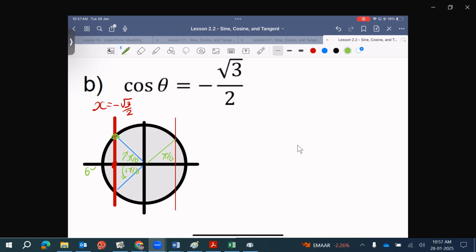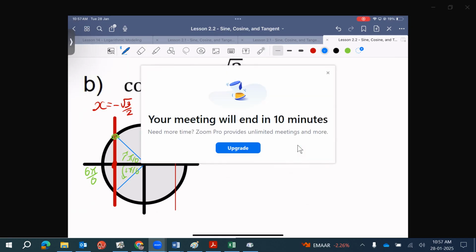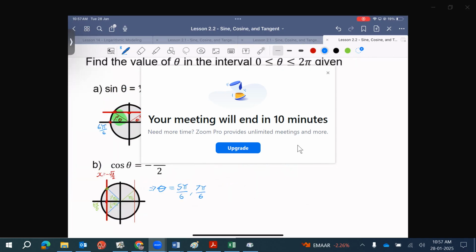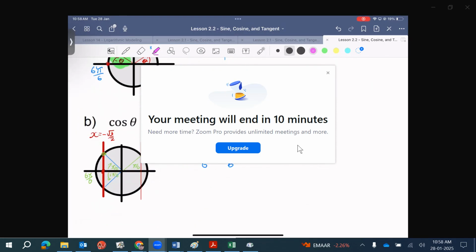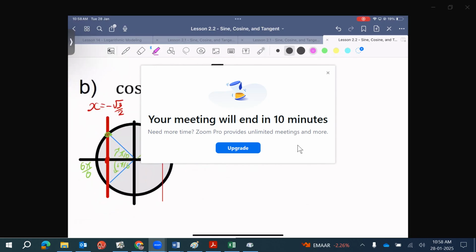This is 6 pi over 6, so the cosine of theta equal to minus root 3 over 2 implies that theta is equal to what? 5 pi over 6 and 7 pi over 6. So, because of the question, the question told us that we're going from 0 to 2 pi. So we're only going in the principal rotation. And that gives us these two answers.